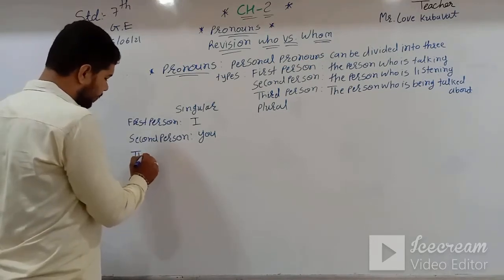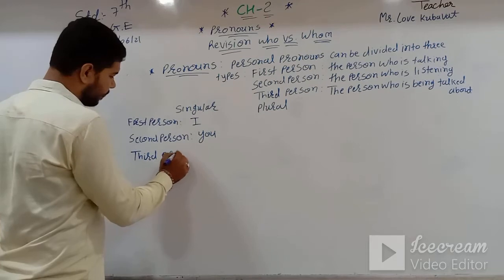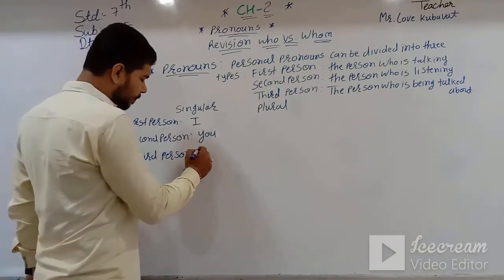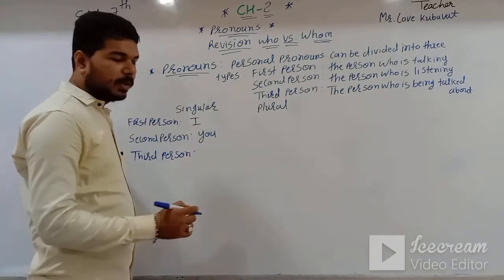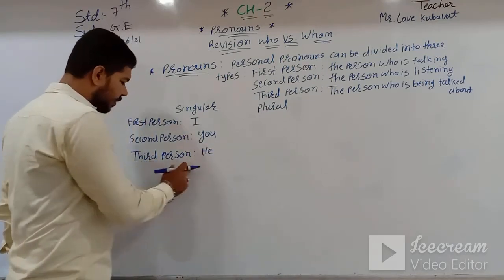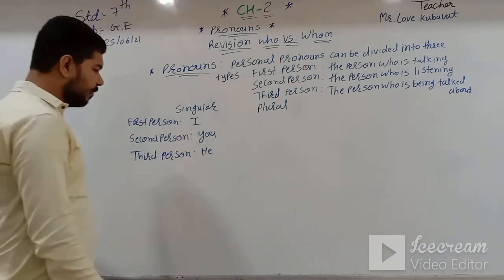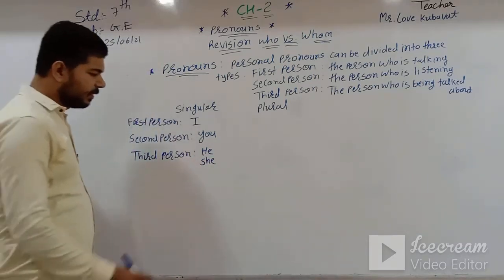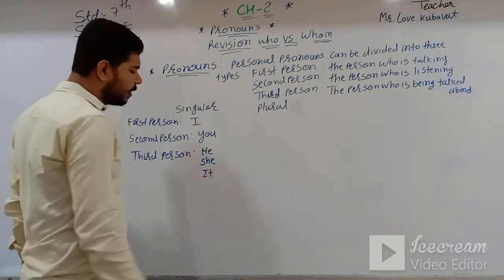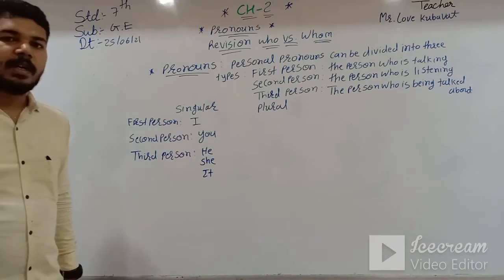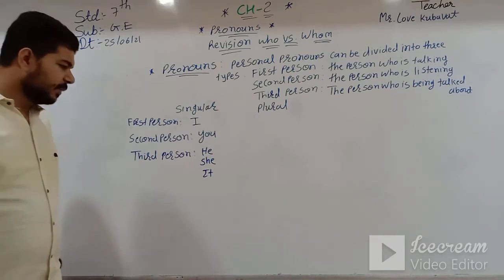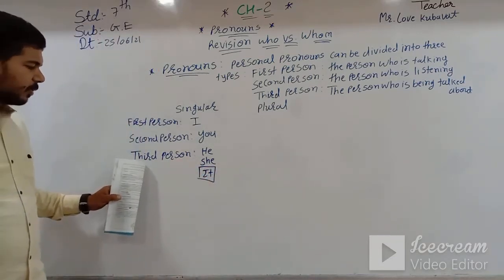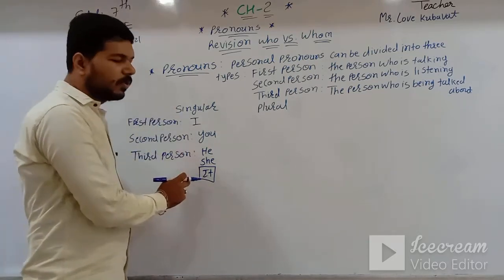Third person, who is being talked about? I will give an example: Sujal is a boy, so the third person is he. If we talk about Puja, Puja is a girl, so the third person is she. And when we talk about a narrator, non-living things, animals, and birds, it indicates it, which is a third person in singular. We have talked about the singular.